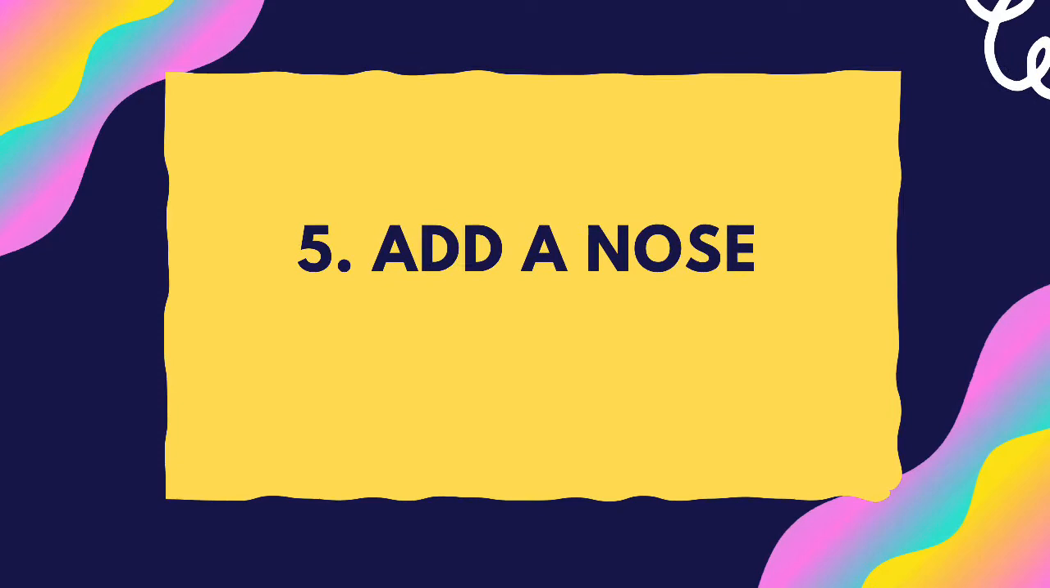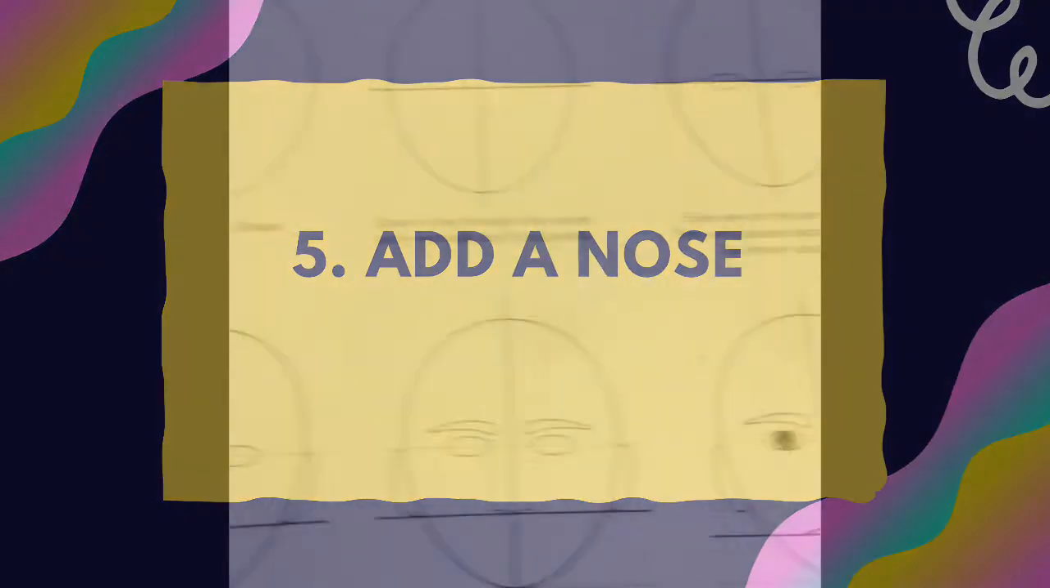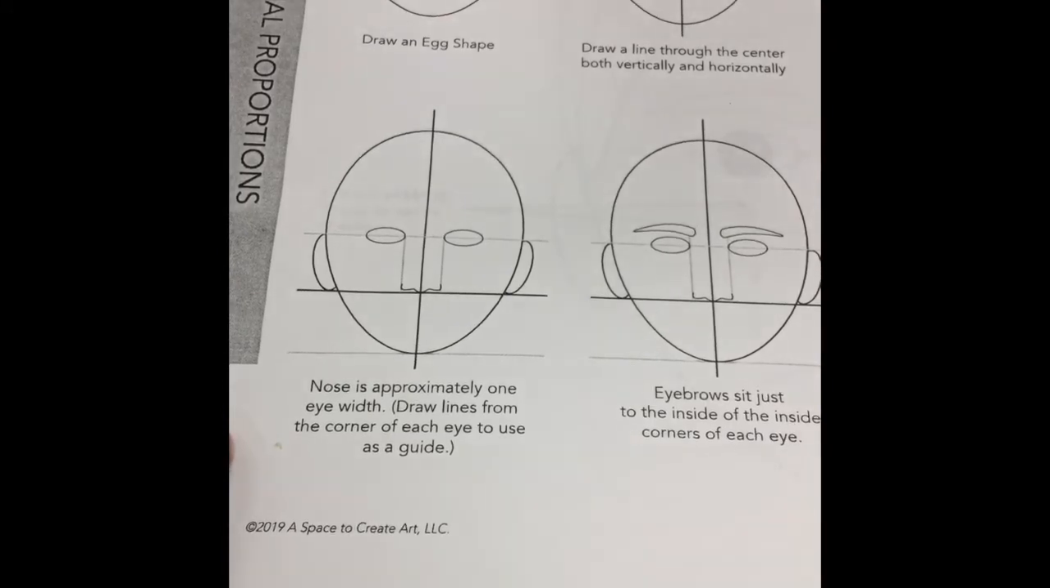Step 5. Add a nose. The nose is approximately 1 eye width. Draw lines from the corner of each eye to help guide.